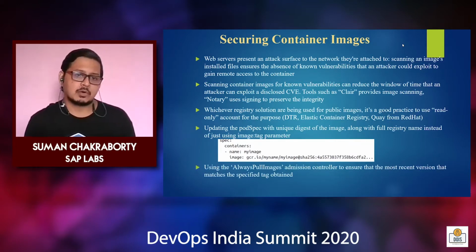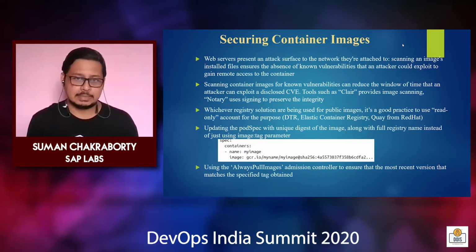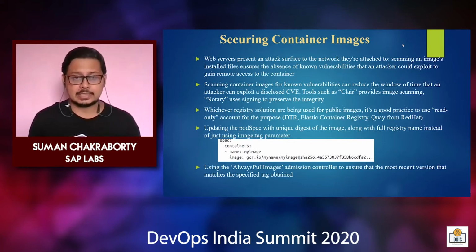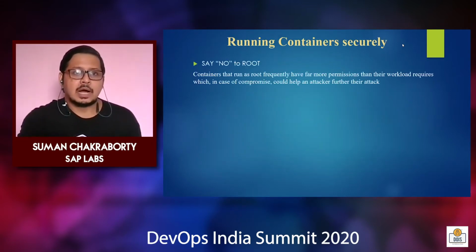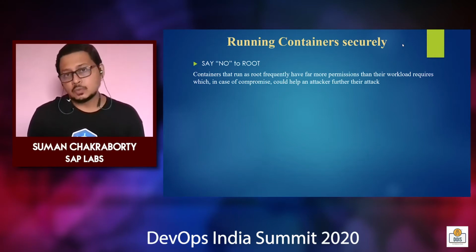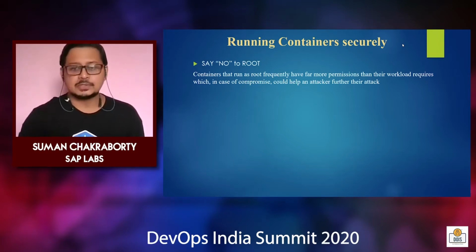And the condition always pull images should be used for every image that is pulled into an environment, so that it always gets the latest image. And you should not compromise with any existing image in the cluster which may have already been compromised. So how can we run containers securely? We can say no to root. We should not run directly as a root user, because that gives you excessive privilege to trigger any actions on the cluster end.